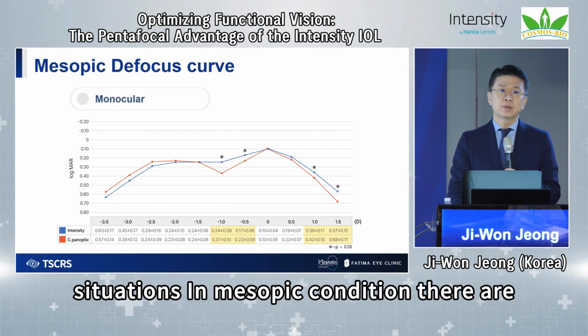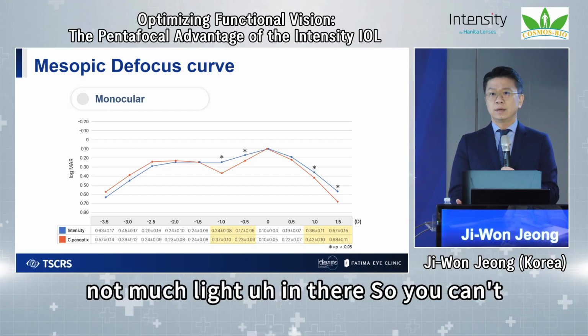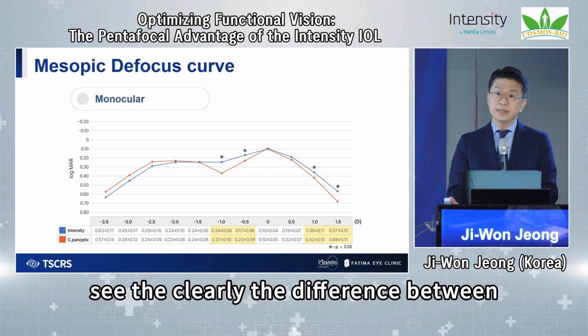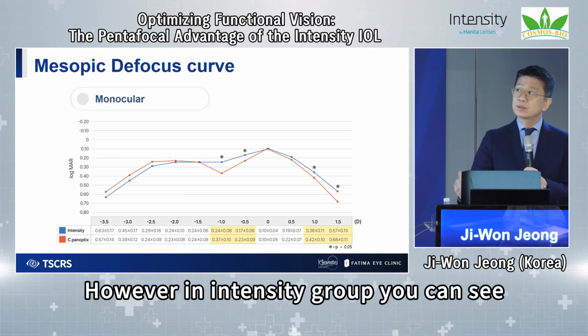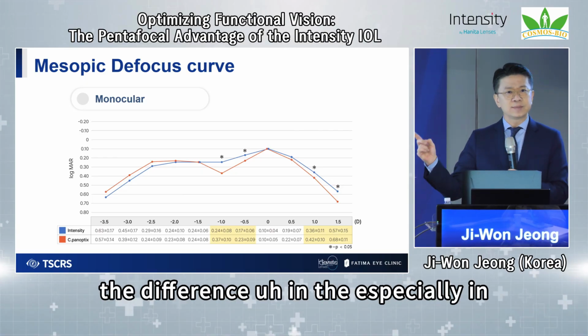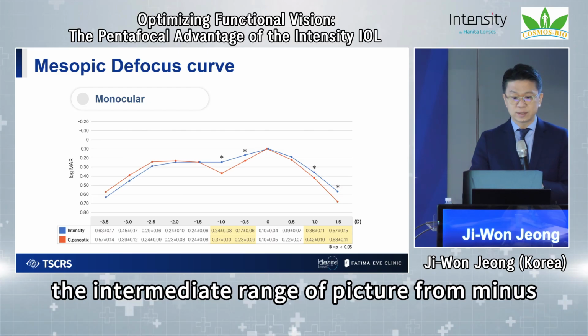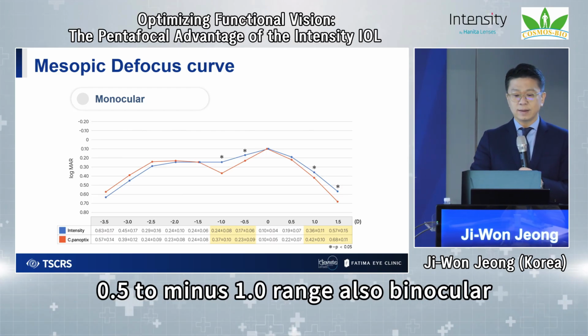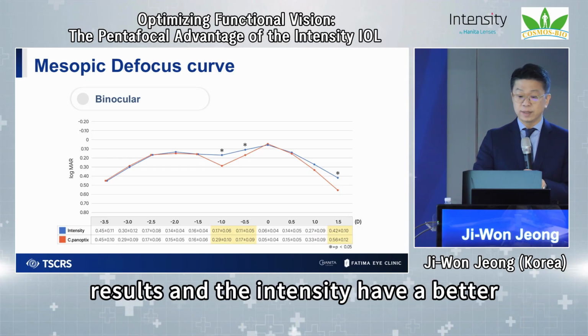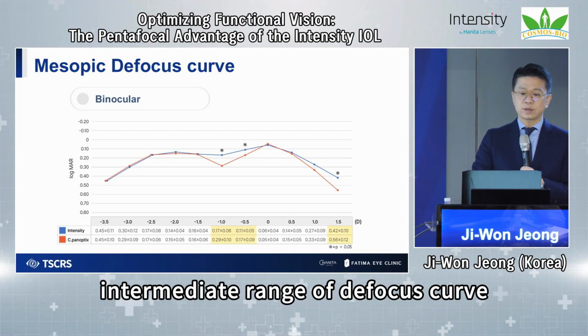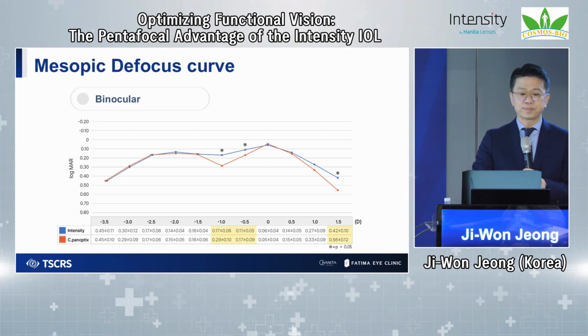In mesopic conditions, there is not much light, so you can't see clearly the difference between each diffractive IOL's performance. However, in the Intensity group, you can see the difference especially in the intermediate range of vision, from minus 0.5 to minus 1.0 diopter. Also, in the binocular situation, you can see very similar results. The Intensity has a better intermediate range of the defocus curve compared to Panoptics.